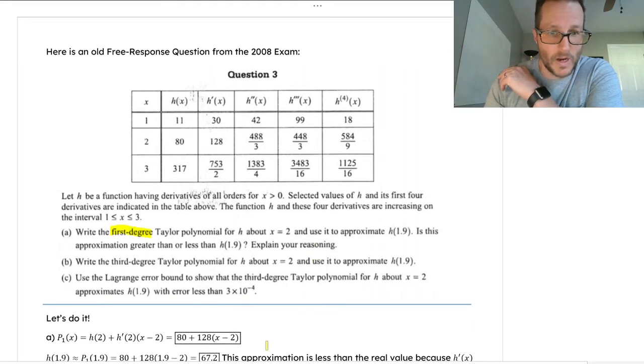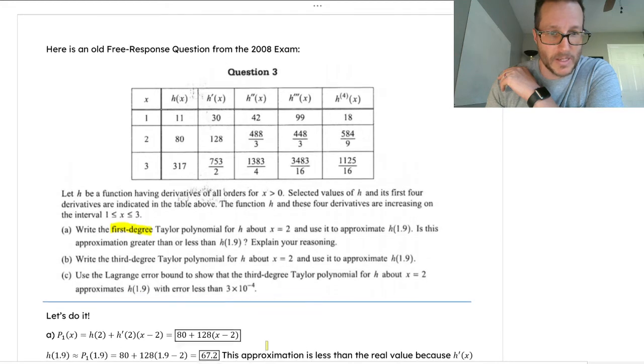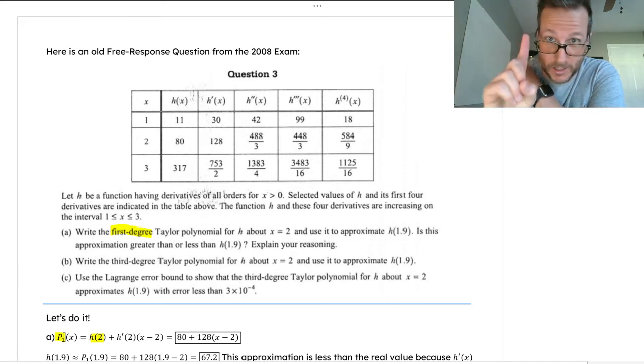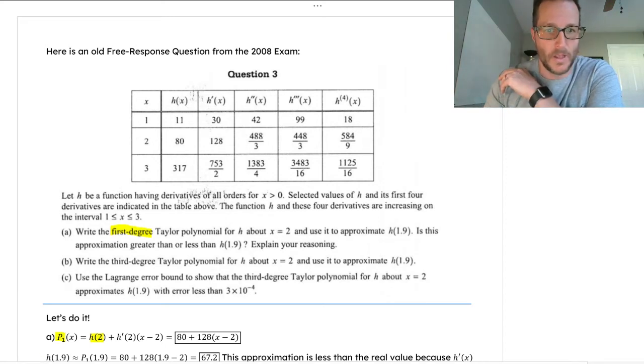So here is where I come up with that approximation. It's h at 2. I call it p sub 1 because it's the first degree polynomial. So that is just h of 2 plus h prime of 2 over 1 factorial times x minus 2 raised to the first. Well, h of 2 just so happens to be 80. h prime of 2 is 128. Bada bang, slam dunk, we got it.